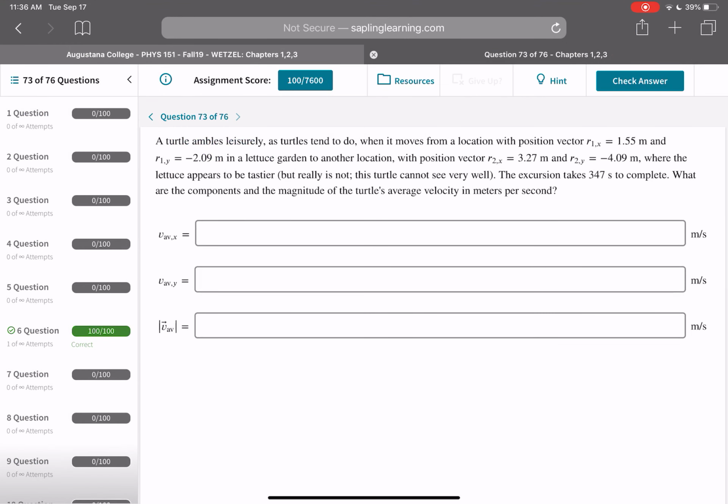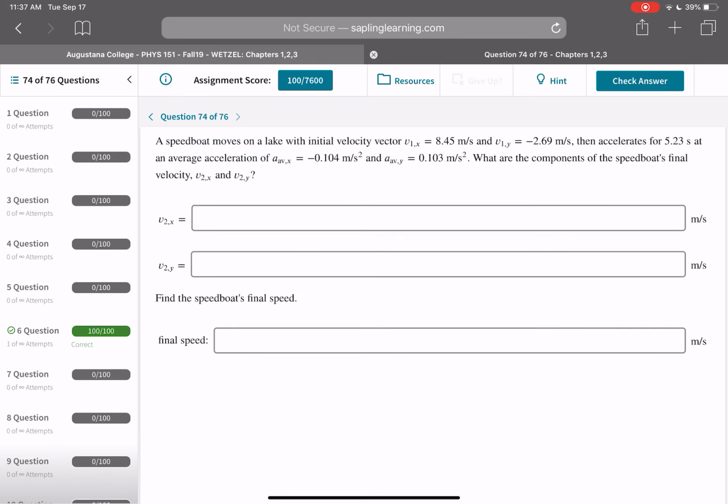Okay, and then we got a turtle ambling leisurely, as turtles do, from this position to that, with the position vector of that, where the lettuce appears to be tastier, it's not, whatever. Excursion takes 347 seconds to complete. What are the components and the magnitude of the turtle's average velocity? Okay, you do the same thing, rate over time. So rate times time is distance for x, rate times time is distance for y, and just solve for that.